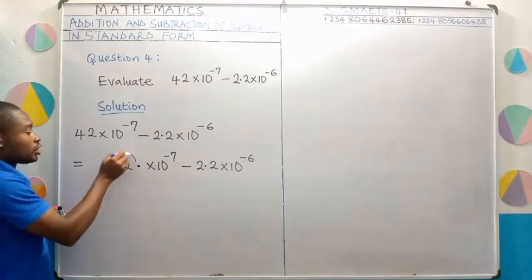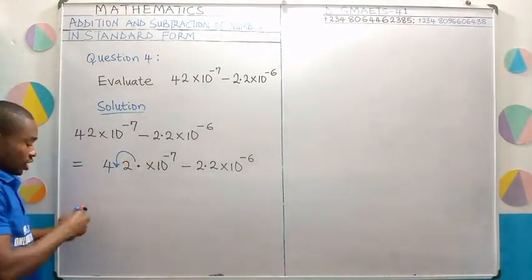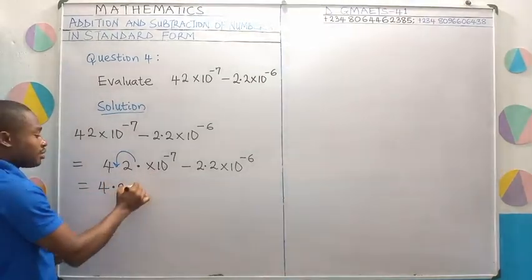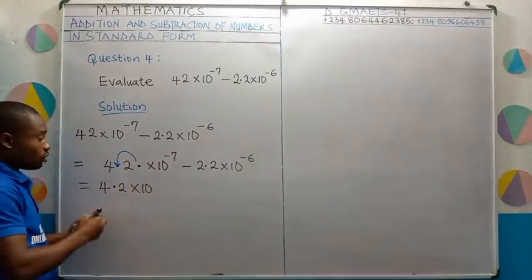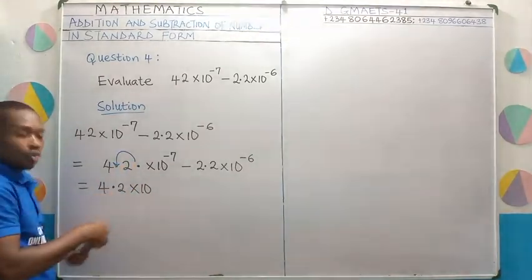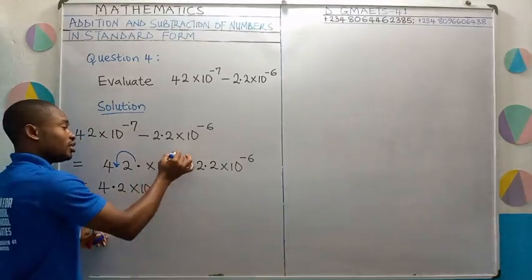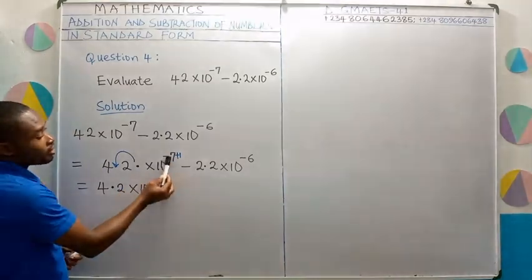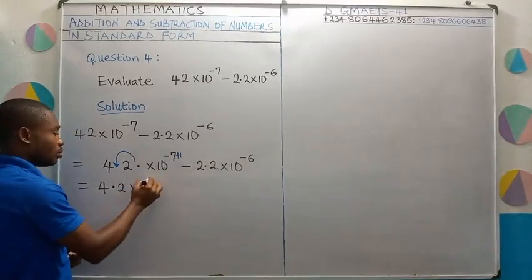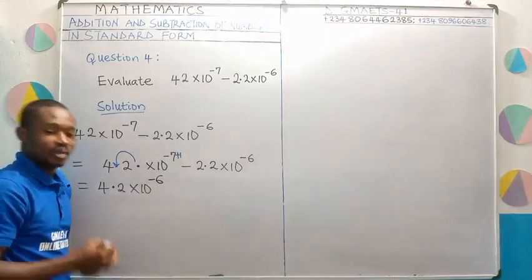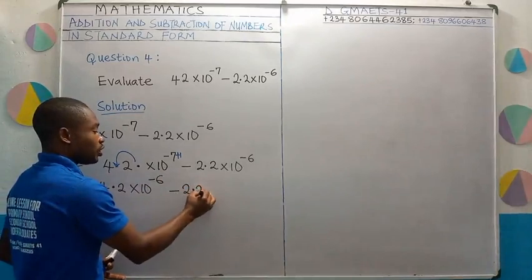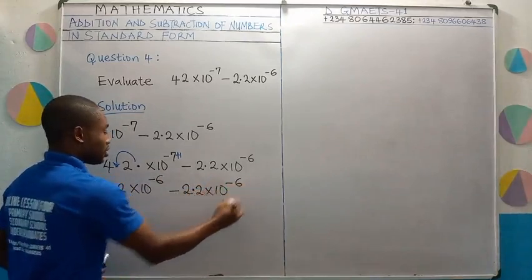So here I'm going to move these points to this place. And so this becomes 4.2 times 10. Once you have moved these points once to the left, you will now go and add 1 to that power. So minus 7 plus 1 would give you minus 6, the power that you want to work in. So this is 2.2 times 10 raised to the power minus 6.